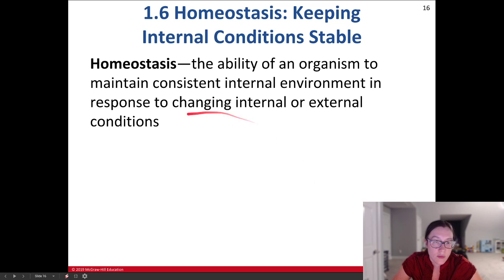So for the last portion, if you've read the book through, we're skipping some of the anatomical terminology, and we're going to talk about that in lab. We're moving on to this other physiology concept called homeostasis. This is one of the most important concepts that we'll talk about in 168 and 169. We will keep coming back to homeostasis. The basic function of many, many of our body systems is to keep the internal conditions stable. So the definition of homeostasis is the ability of an organism to maintain a consistent internal environment in response to changing internal or external conditions.